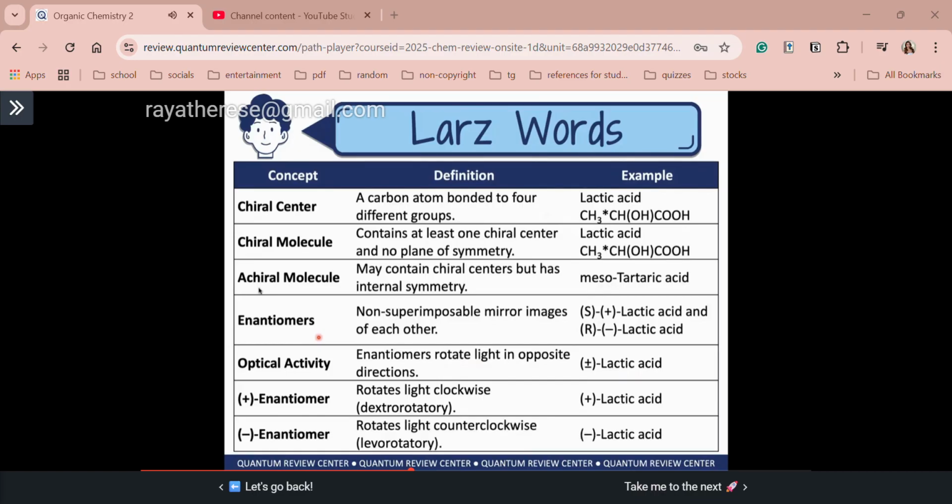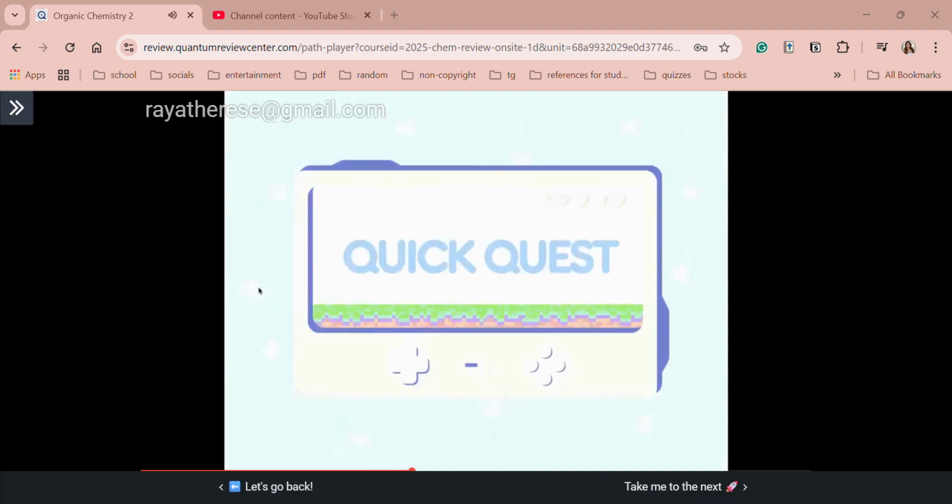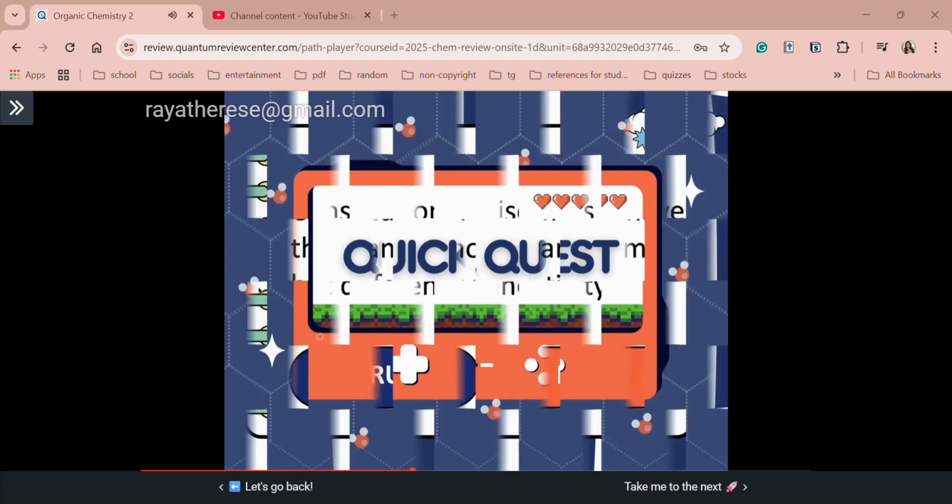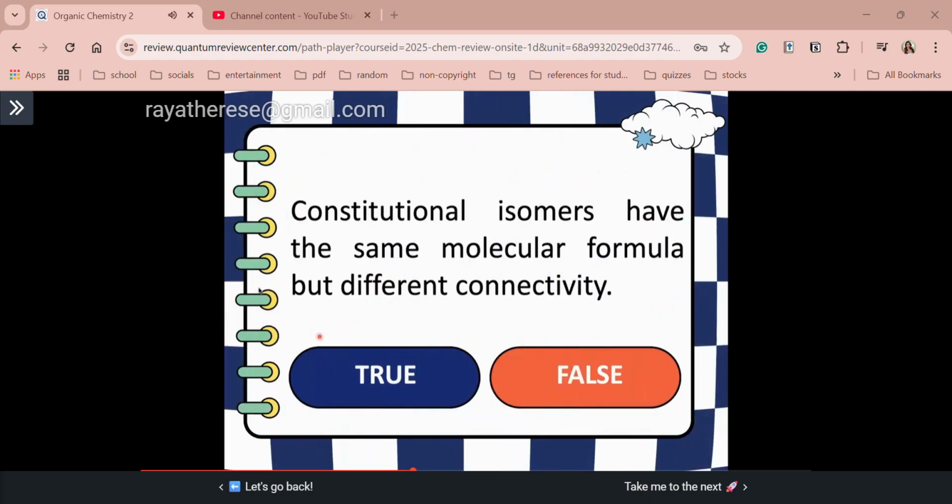All right, class. To wrap up our discussion for this crash course, we will now discuss our quick quest. This is a true or false statement. Constitutional isomers have the same molecular formula but different connectivity. Sir, is that true? Yes, right? We literally discussed that earlier. They have the same molecular condensed formula, but in terms of branching or connectivity, they are different. That's why it's a true statement, class.